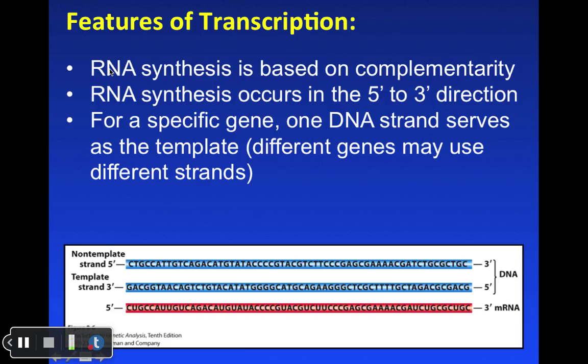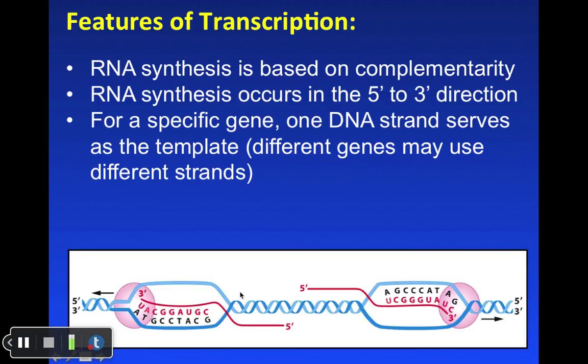Some general features of transcription that I want to point out at this time. First of all, RNA synthesis is based on complementary base pairing. Also, RNA polymerase is the enzyme that comes along and produces RNA from the DNA template strand. RNA synthesis occurs in a 5' to 3' direction, just like we saw earlier with DNA replication. I also want to point out that for any given gene, only one of the two strands serves as the template strand. However, keep in mind that for different genes, different strands could be used as the template strand, and that's illustrated in the bottom figure here.